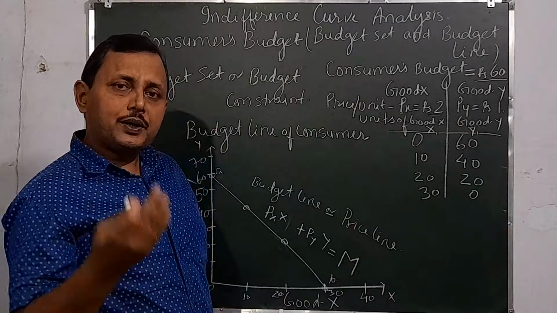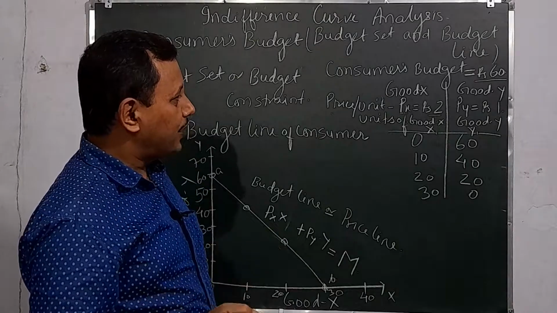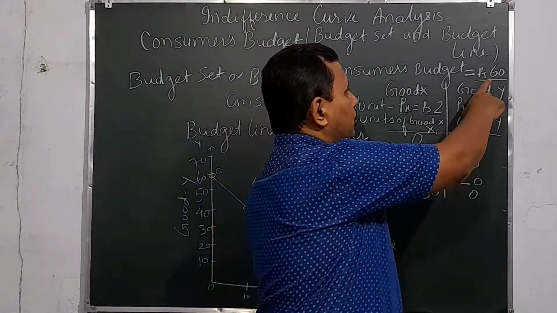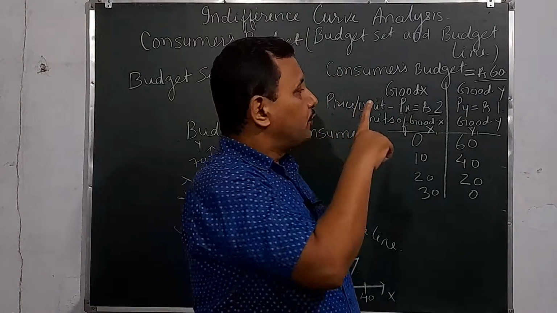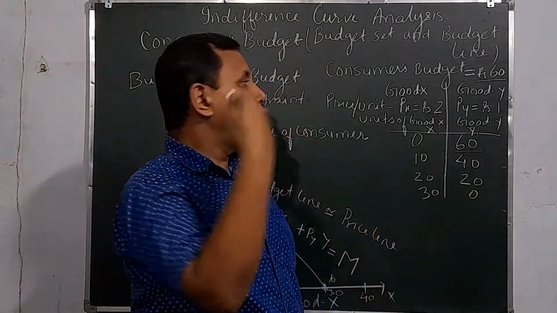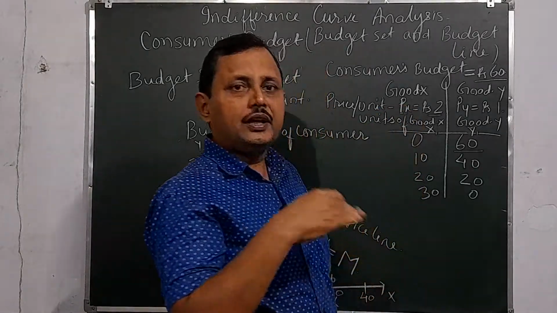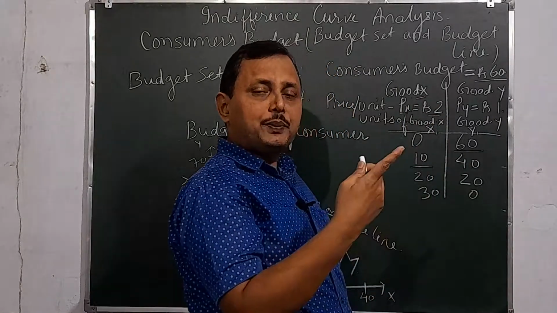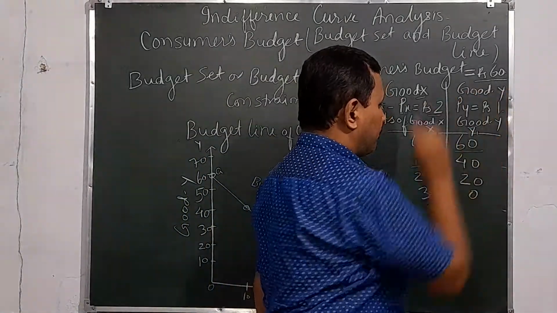So the consumer can purchase good X and good Y in various combinations. For example, if he is allocating his whole income on good Y, then in rupees 60 he can purchase 60 units, because 1 unit of good Y costs rupees 1, and he will not be able to purchase any good X. In the second case, if he purchases 10 units of good X, he will spend rupees 20 on good X, and with the rest of the 40 rupees he can purchase 40 units of good Y.